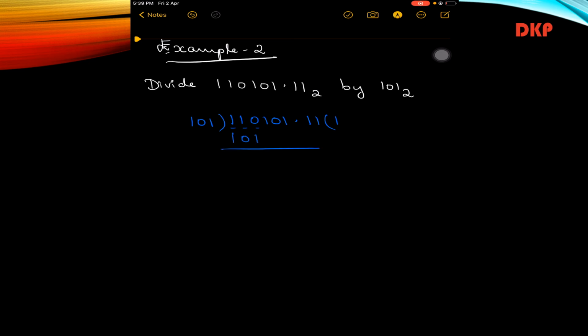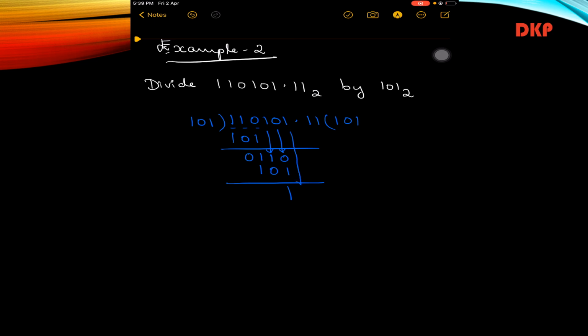Now you have to find the remainder. Remainder will be 0 1. You have to write the next bit along with this, but 101 does not go with 011. Therefore put a 0 there. Write one more bit along with the remainder, so that you will get 0110, which will go one time. 101 will go one time with this dividend and the remainder will be 1.